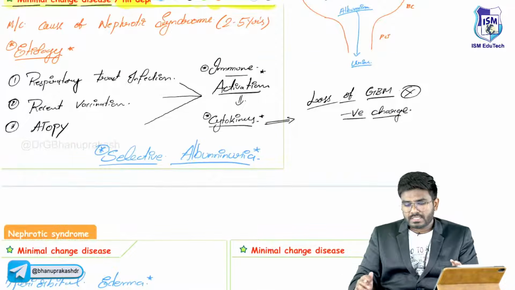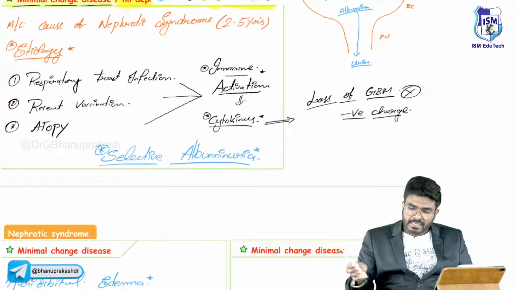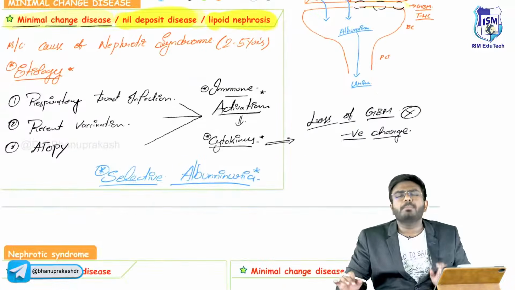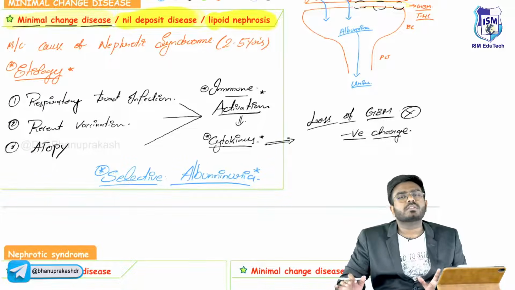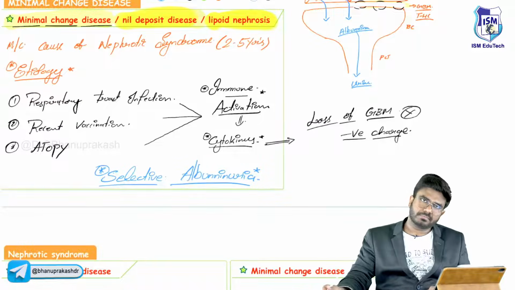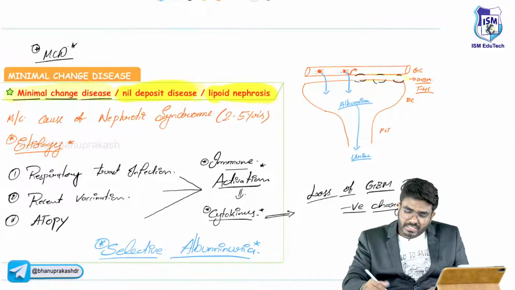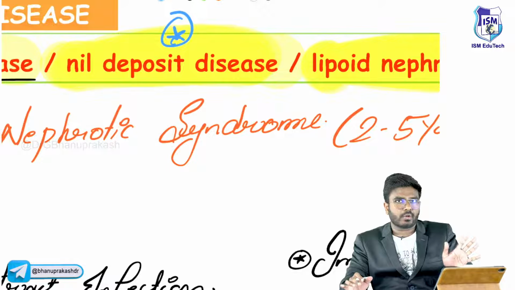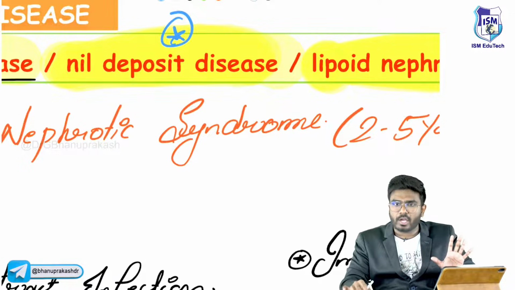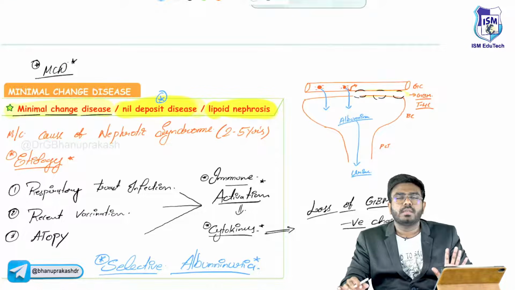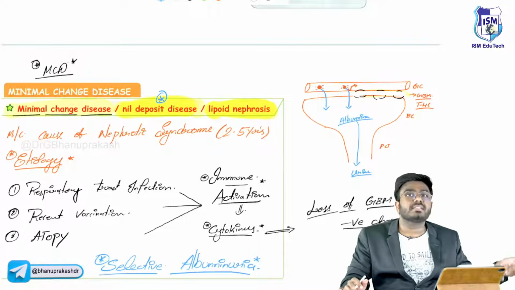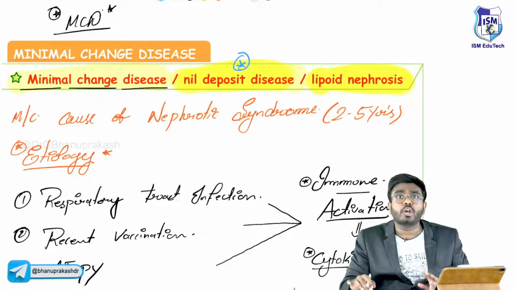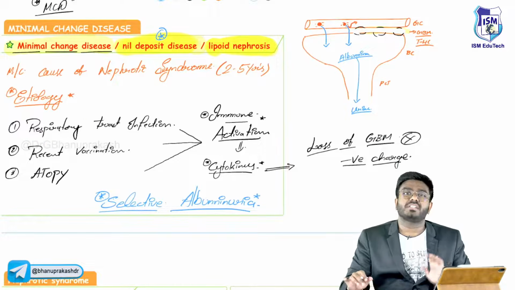Now tell me, sir, this minimal change disease, it's a nil deposit disease. What is that minimal change that is happening? The minimal change is the loss of glomerular basement membrane negative charge. So it's a nil deposit disease, sir. No immune complexes, no antigen antibody complexes are getting deposited in the kidney. Immune complexes are deposited in different diseases, but here there are no immune complexes. That's why it is called a nil deposit disease.